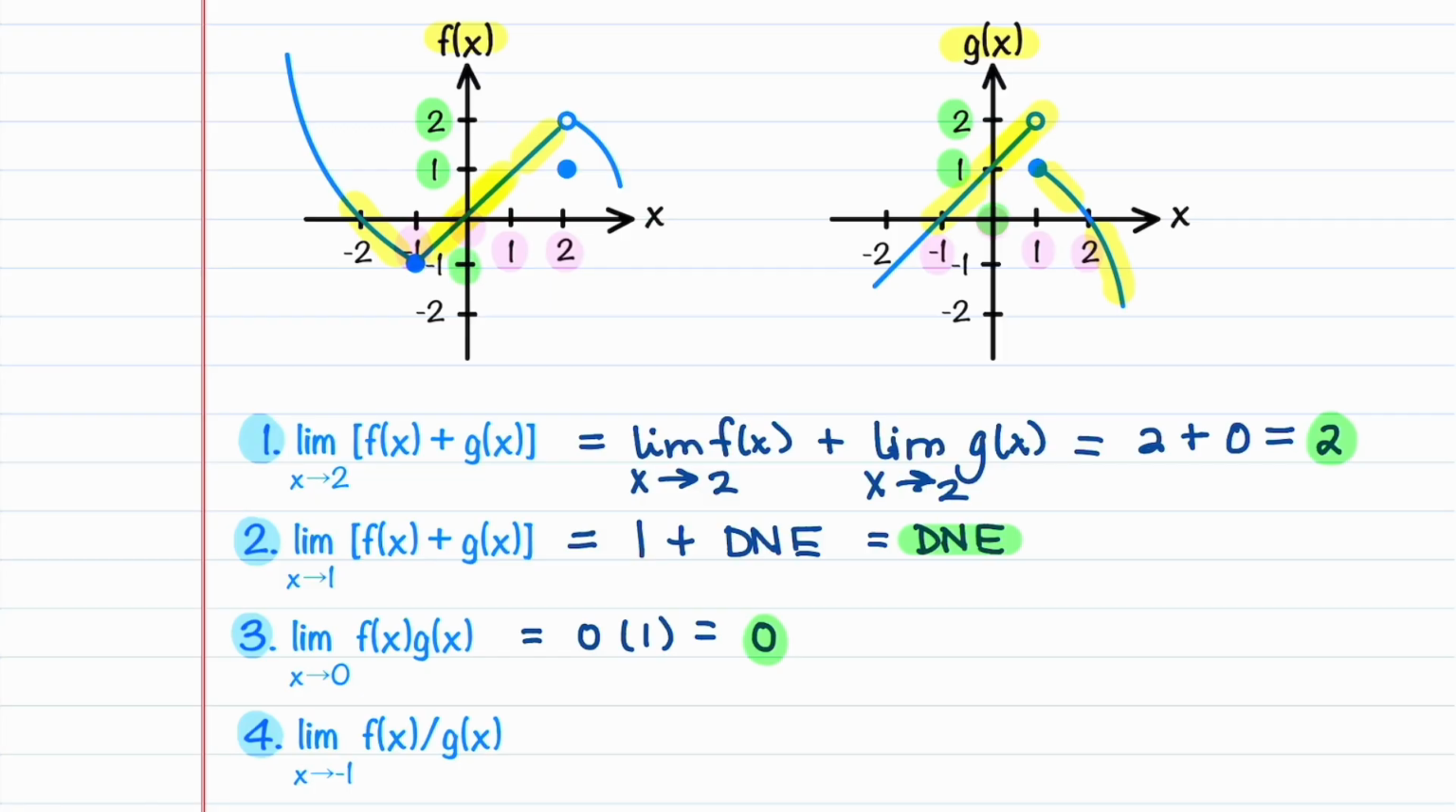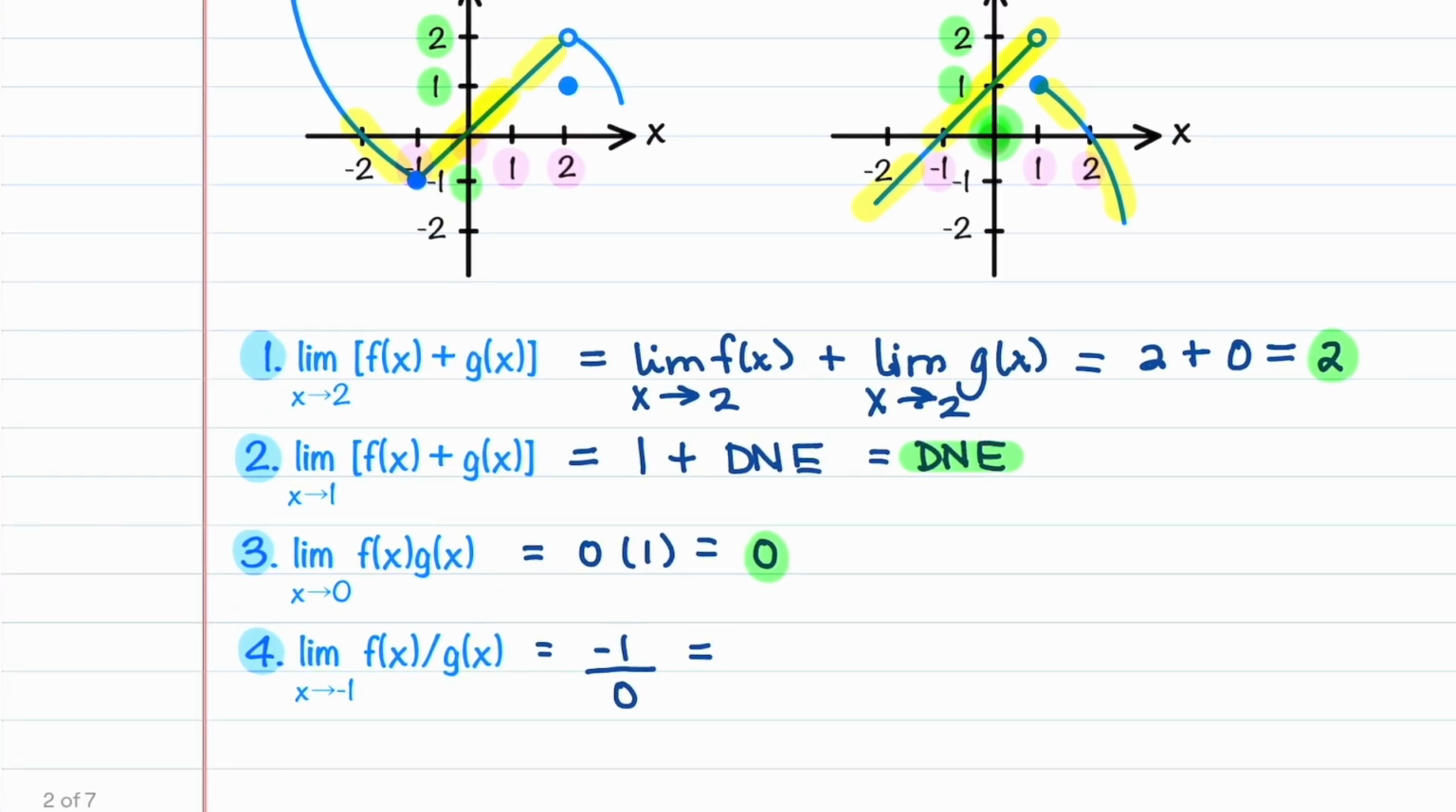of -1. So this is -1, and we're going to divide that by our g of x limit. Again, we're focusing on -1. We're going to come from the left and the right up here at g of x, and we get a value of 0. So we have -1 over 0. Whenever we divide by 0, we end up with a limit that does not exist. So we're going to write down DNE for our answer.